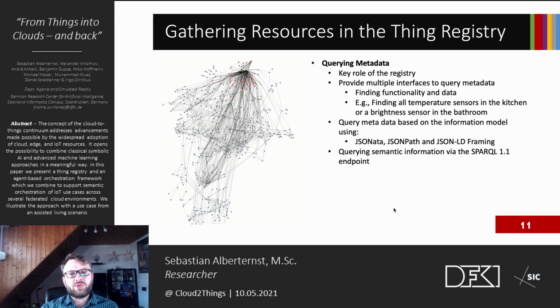Another role of the registry is querying of metadata. We provide multiple interfaces to query metadata, which helps developers and users finding functionality in data. For example, finding all temperature sensors in the kitchen or a brightness sensor in the bathroom. We have 3 ways of querying data using the information model: JSONata, JSONPath, and JSON-LD framing.